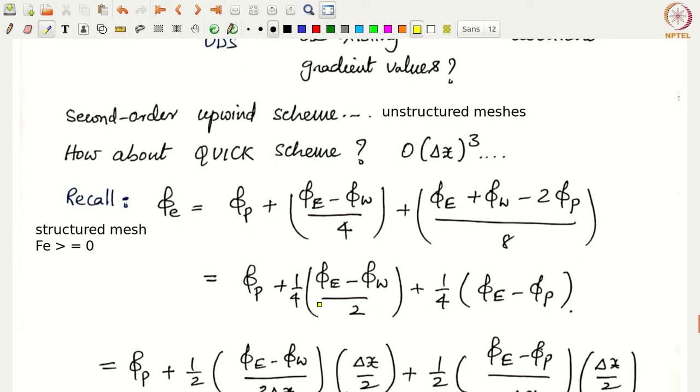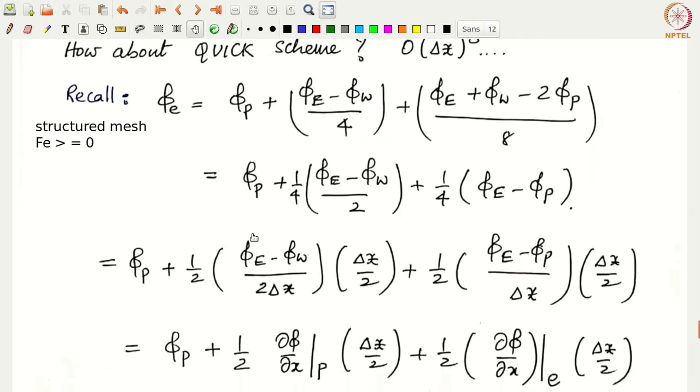Okay, all right, if that is the case, we can also rewrite this slightly differently by writing it like this: phi p plus, I would like to get the half here, so this will be 1/2 of (phi east minus phi w) upon, multiplying with delta x and dividing with delta x. So we have 2 delta x into delta x by 2, right? In the denominator it multiplies to 8 and you get back the original value here.